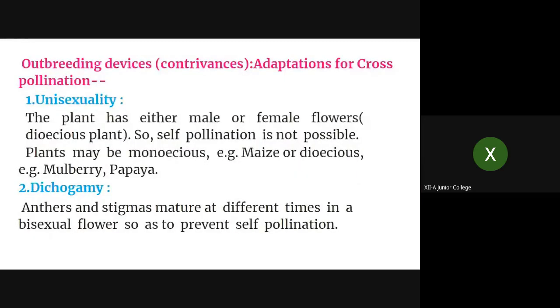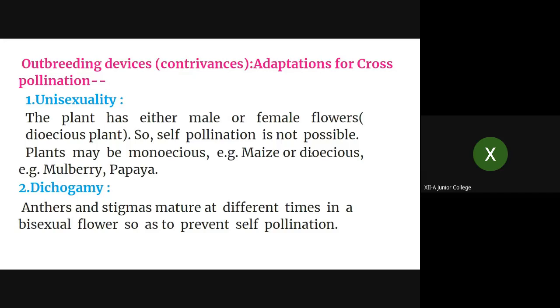Now what are the outbreeding devices? Inbreeding means within, outbreeding means outside. In self-pollination, we saw the adaptations that were for the inbreeding mechanism. Now, these are outbreeding devices. That means only cross-pollination is possible. These are the adaptations seen in the flower or the plant where there are no chances of self-pollination, but only cross-pollination is possible. Now, one by one, we will see what these criteria are.